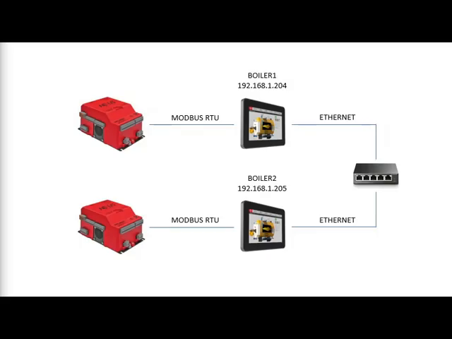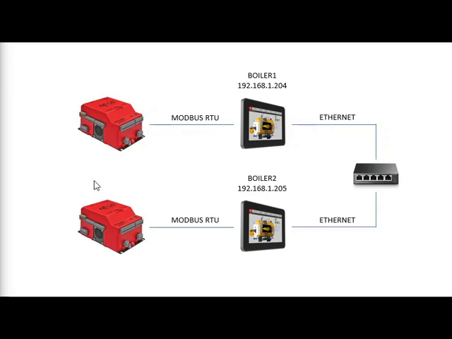An NXF4000 communicates via Modbus RTU with an NXTSD5. This is Boiler 1. Boiler 1's NXTSD5 Ethernet address is 192.168.1.204. Boiler 1 NXTSD5 is connected to an Ethernet switch.